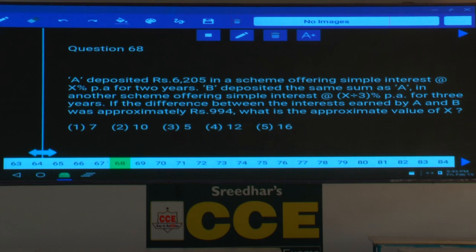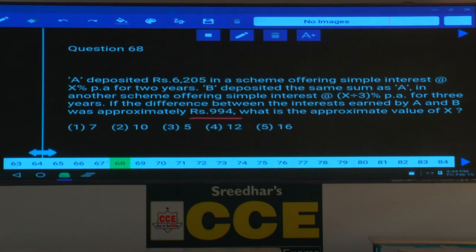Rate of interest is x by 3%, but that is given for 3 years. Simple interest for 3 years at x by 3% per annum is x%. And scheme A, 2x. And scheme B, x. Difference, x%. Yes, right. And the difference between interest earned by scheme A and scheme B was approximately 994. What is the approximate value of x?